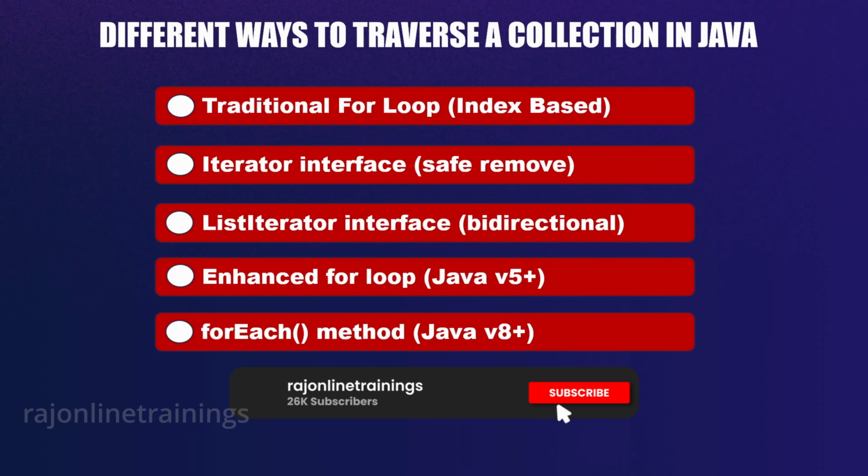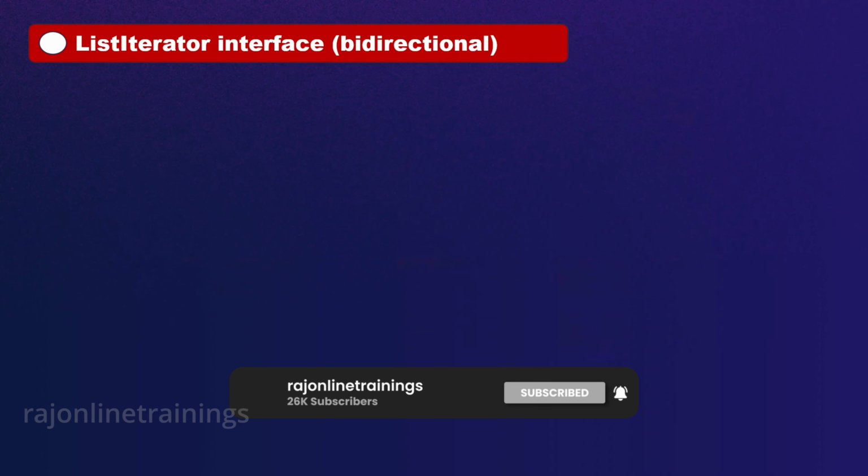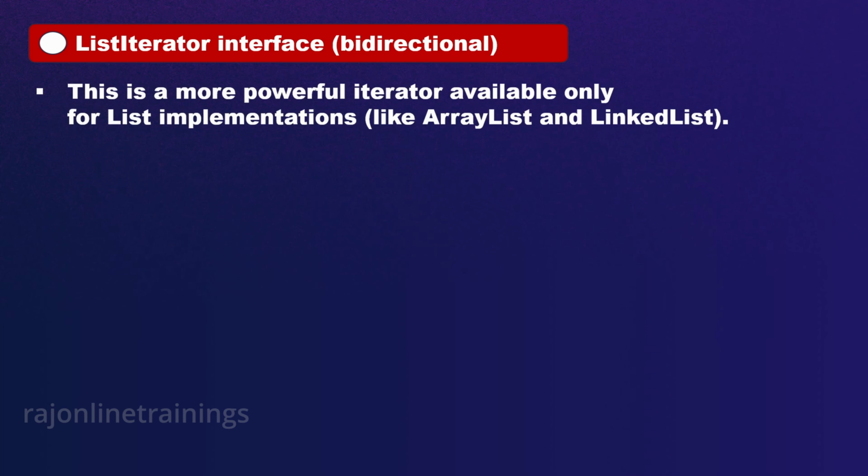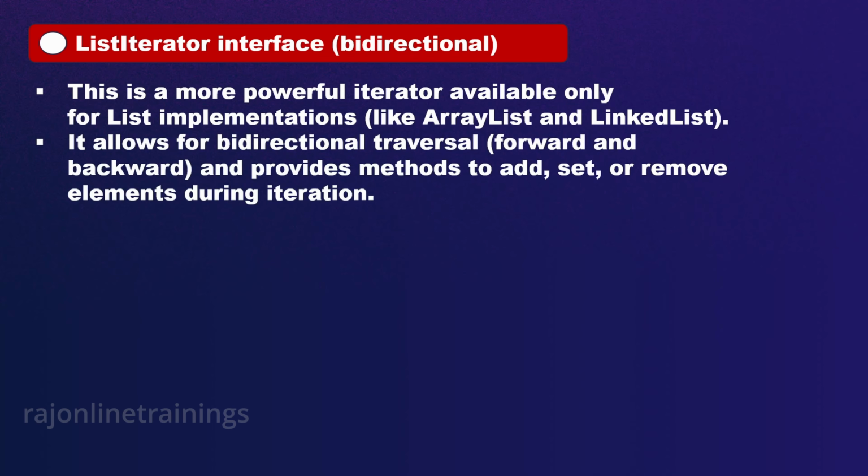The next one is the ListIterator interface, and this is bidirectional. So when you want to traverse the collection in both directions, we can make use of this ListIterator. This is a more powerful iterator available only for list implementations. Like we can use this ListIterator for ArrayList and LinkedList. It allows bidirectional traversal, meaning forward direction and backward direction. And it provides methods to add, set or remove elements during the iteration.